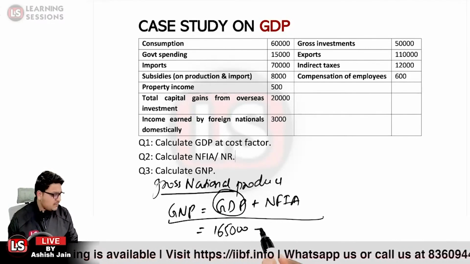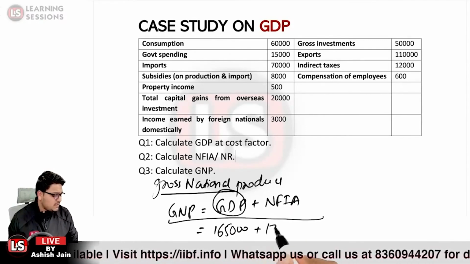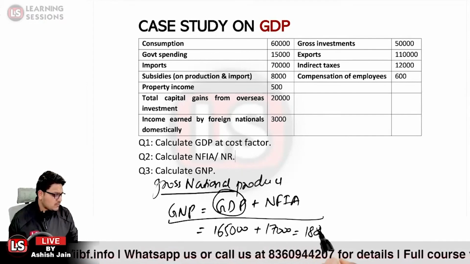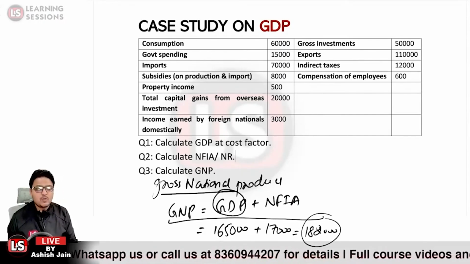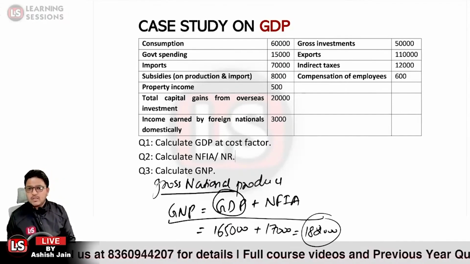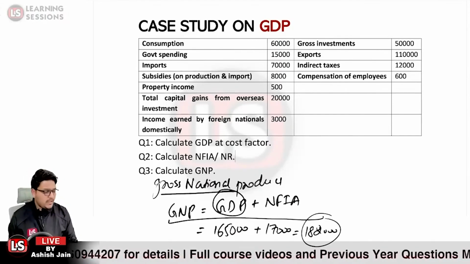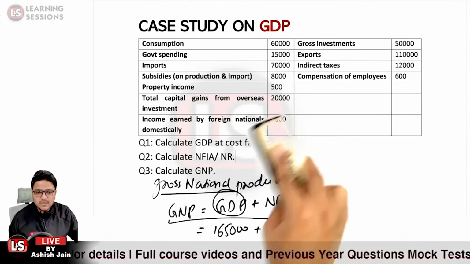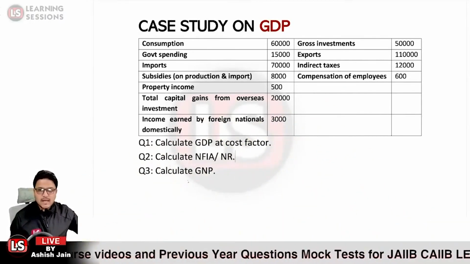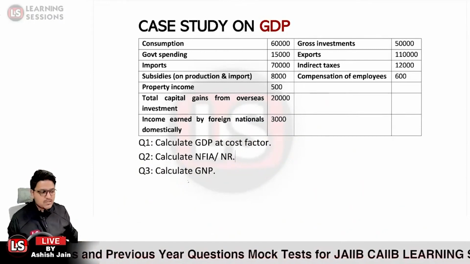And further, the NFIA is 17,000 that we calculated. So it will be equal to 1,82,000. Is that clear? Is this particular part clear over here? So this is how we can calculate the GDP and further the GNP, and that was related to this particular case study.